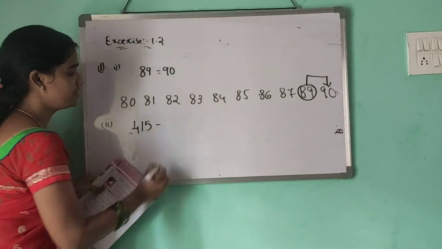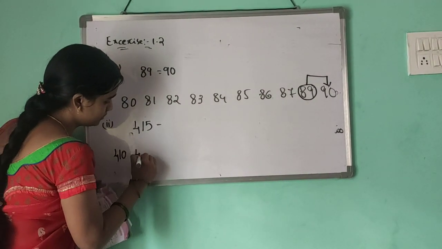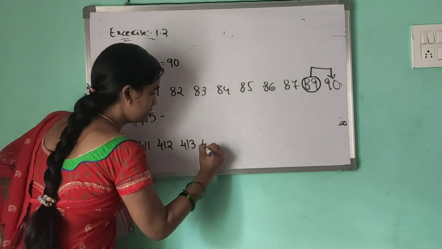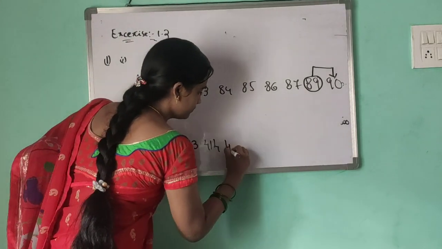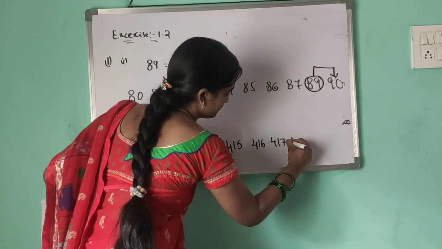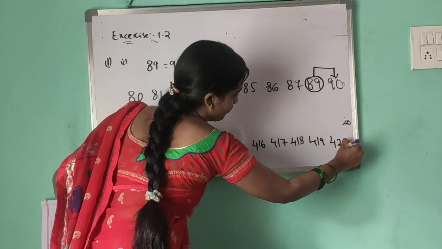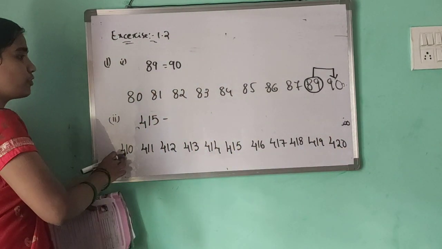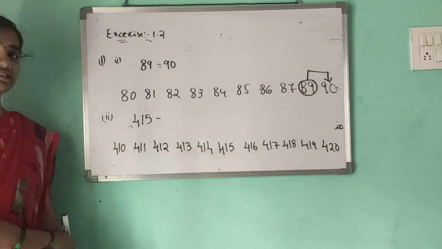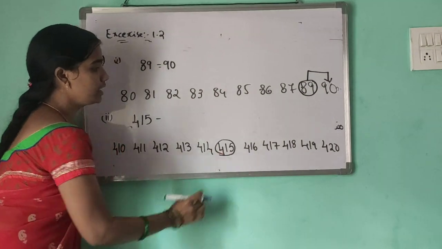415, which is the nearest number? Here also we can write 410, 411, 412, 413, 414, 415, 416, 417, 418, 419, 420. Here I can write 410 to 420. Here a three-digit number is given. Which is the nearest number? 415 is the middle of these numbers.